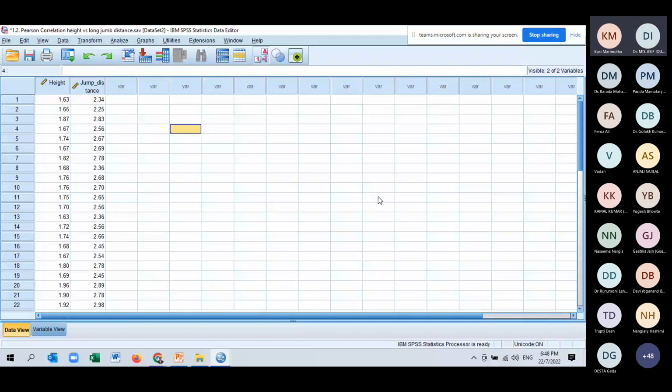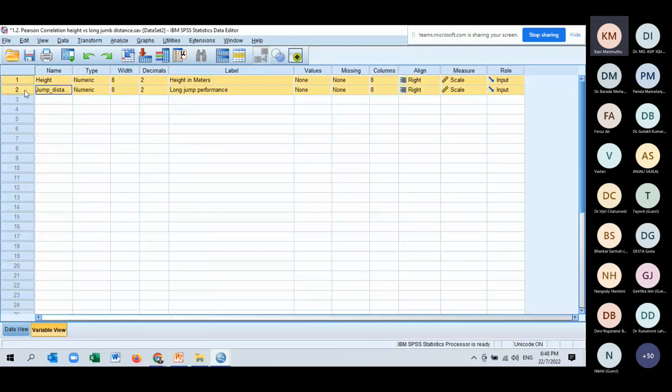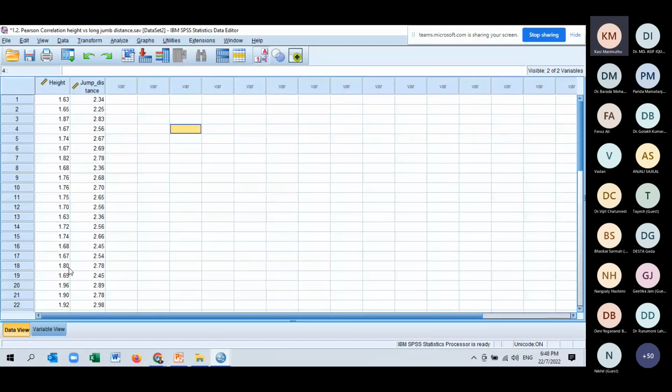I'll wait for it. Have you all opened it? In the variable view, we have two rows, two variables. In the data view, we have two columns. Height is given in one column, and long jump distance is given in another column. So we are going to see visually by conducting a scatter plot. Then we move on with Pearson correlation.